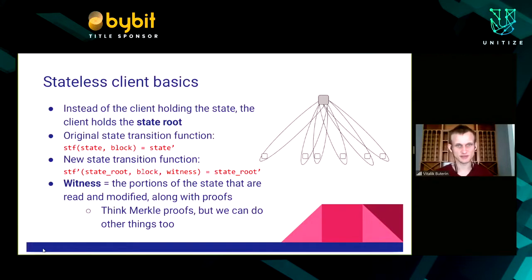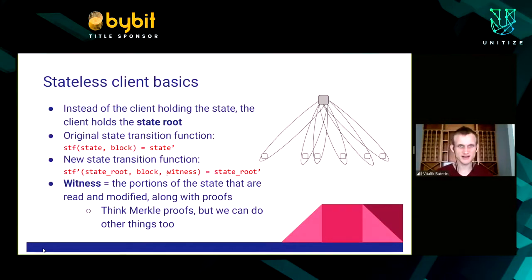So, for example, if your block contains one transaction that transfers 10 coins from Alice to Bob, there's a whole bunch of different accounts in the state. The state root is just a 32-byte hash, so you can't get that information from the state root and from the block. And so we add a witness. A witness is basically the portions of the state that actually do get read and modified in that particular block, along with Merkle proofs. And I'll talk later about how it could be different kinds of proofs as well.